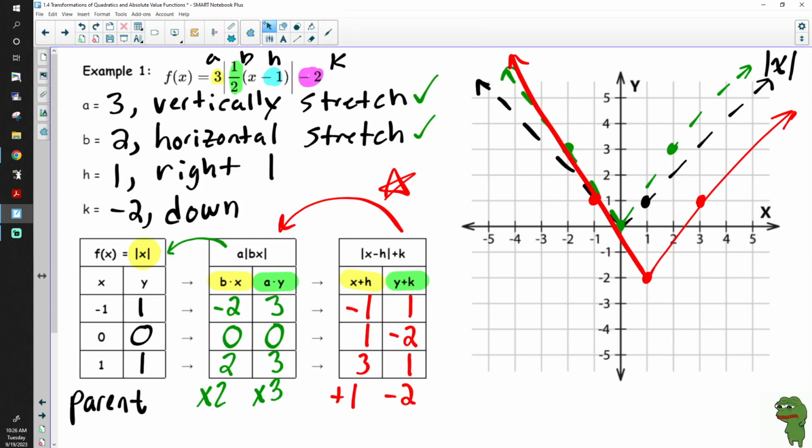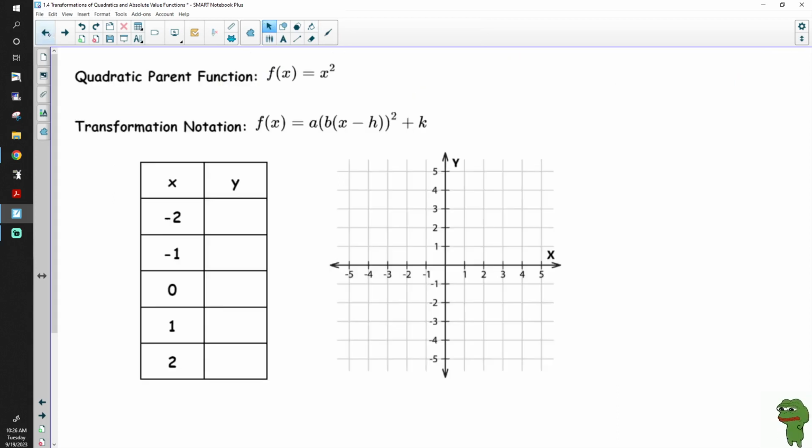Now we back it up. Ready to back up? Back to the front side, we have to do the quadratic parent function and then transform it.